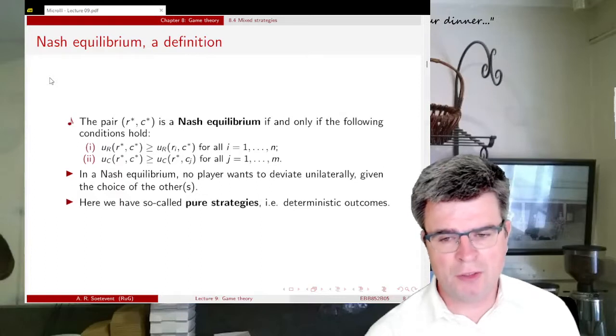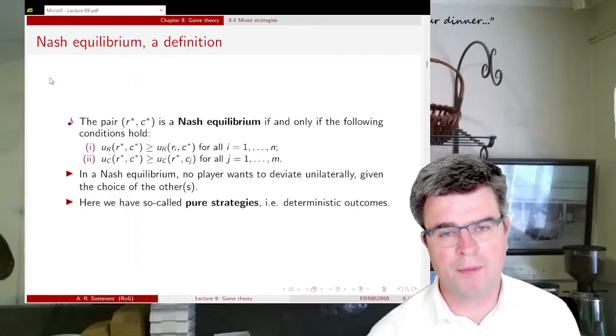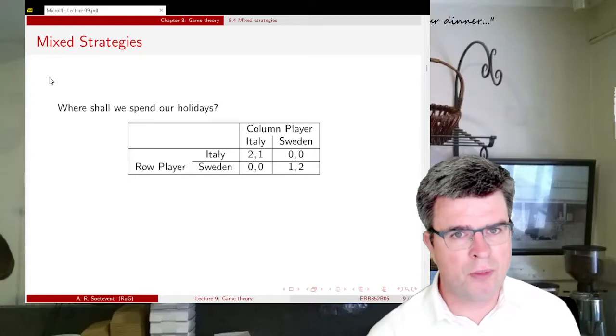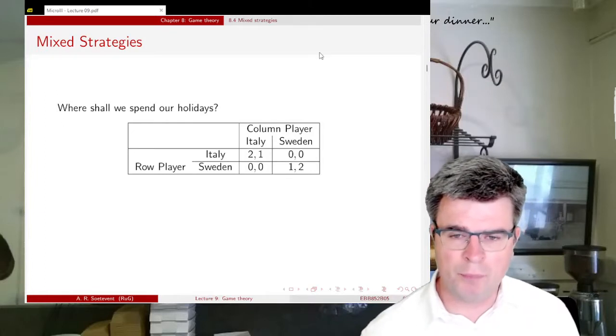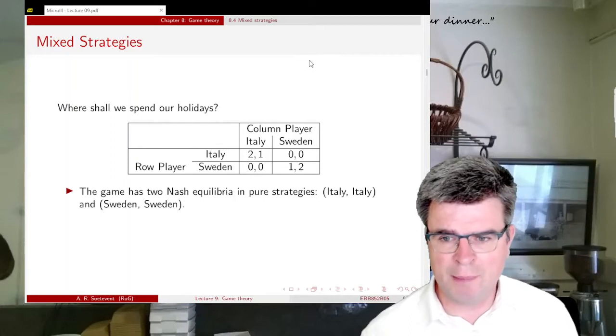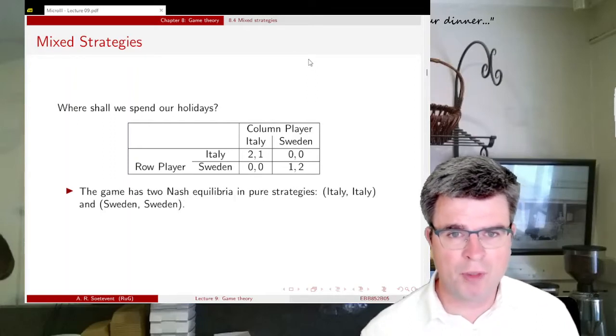And in this case we have so-called pure strategies, so strategies that are played with certainty, with probability 1. So in our game, the Battle of the Sexes game, there are Nash equilibria. And so what are the Nash equilibria of this game? Well, Italy and Sweden are the two Nash equilibria of this game.